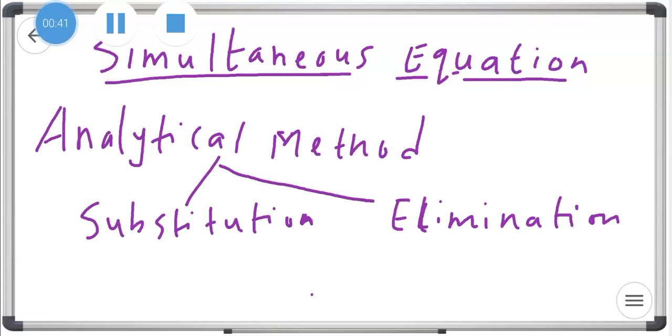The analytical method is divided into two: substitution method and elimination method. But today we'll be considering the substitution method.